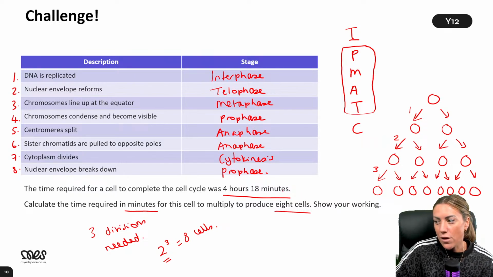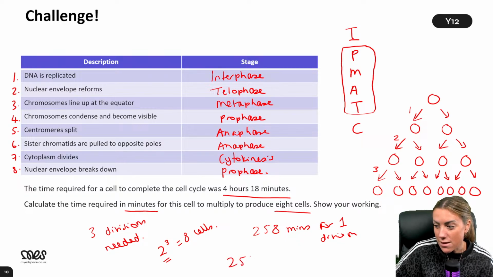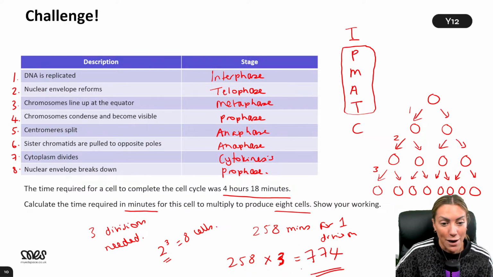The first thing I would do is convert 4 hours and 18 minutes into minutes because I need my answer in minutes. So what's 4 hours and 18 minutes? 60, 120, 180, 240, 258 minutes for 1 division. And I need 3 divisions. So 250, 500, 750, 758. I'm trying to do it in my head. 766, 774. That's what I'm getting. But I've done it in my head, so correct me if I'm wrong.